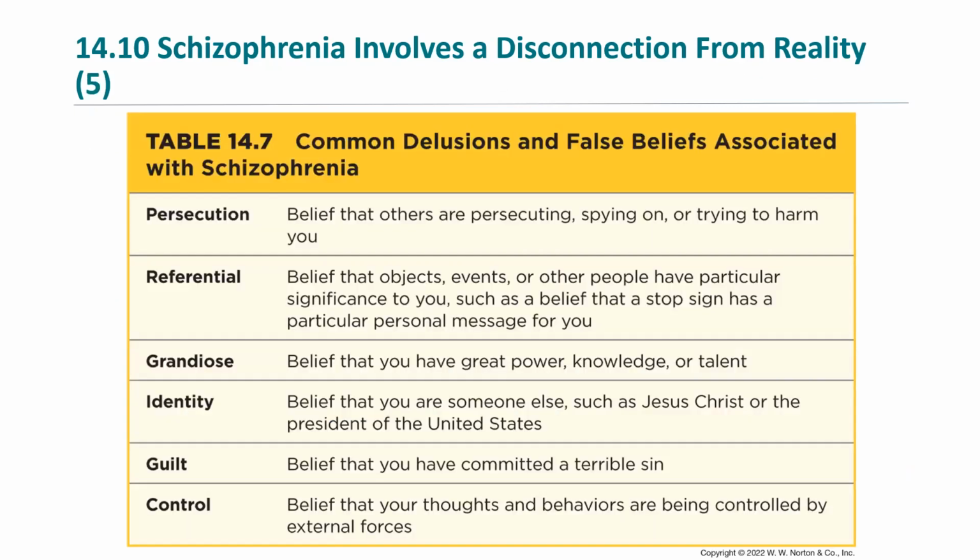Here are some common delusions and false beliefs associated with schizophrenia. This is a chart from page 570. So persecution: you believe that people are spying on you or trying to harm you. Or there are people that are against you or after you that are doing things to harm you.